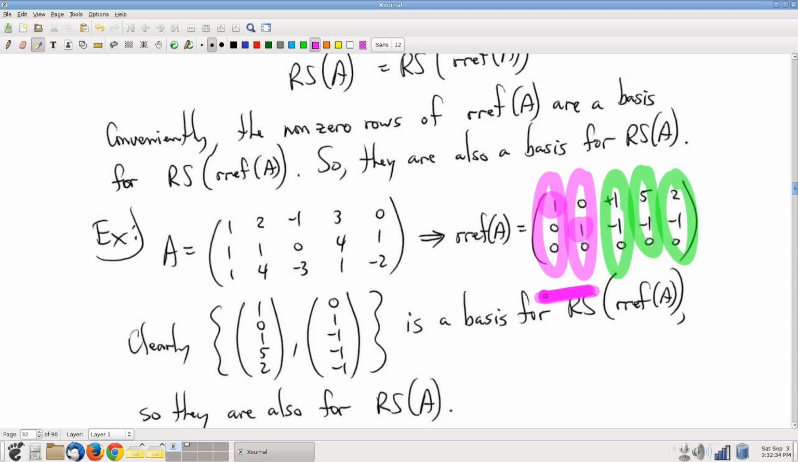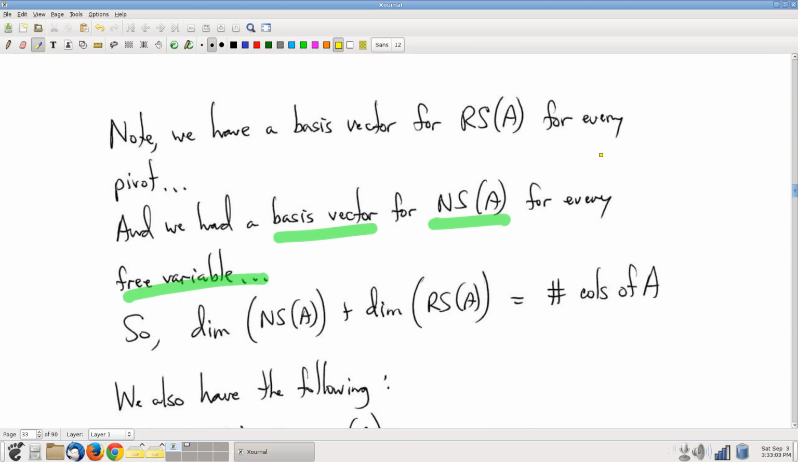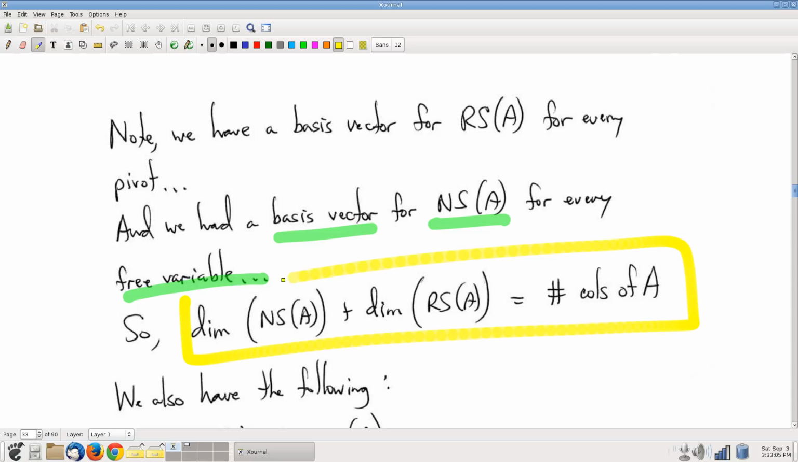The columns that do have pivots, each one contributes in its own way a basis vector and therefore a dimension to the row space. The columns that don't have pivots, by corresponding to free variables, contribute to the dimension of the null space. Grand total then, if you add their dimensions, you get the grand total number of columns, otherwise known as the number of variables in the system, and that gives you this result. The dimension of the null space plus the dimension of the row space is always equal to the number of columns in the matrix.